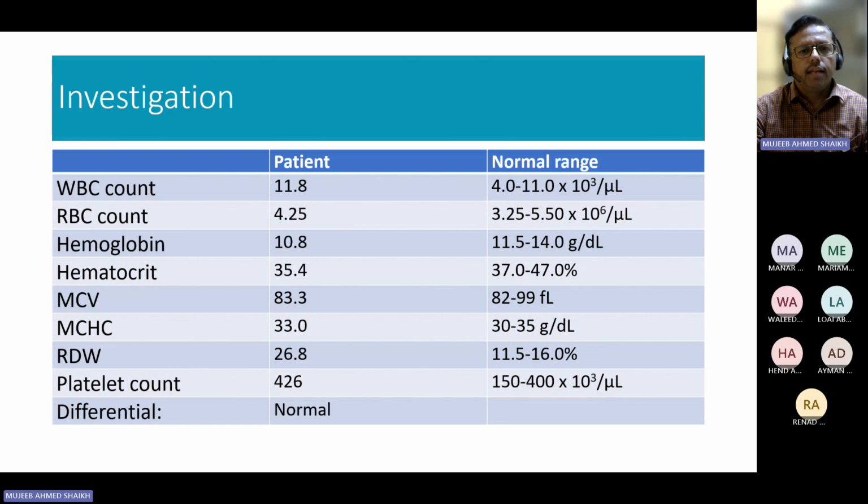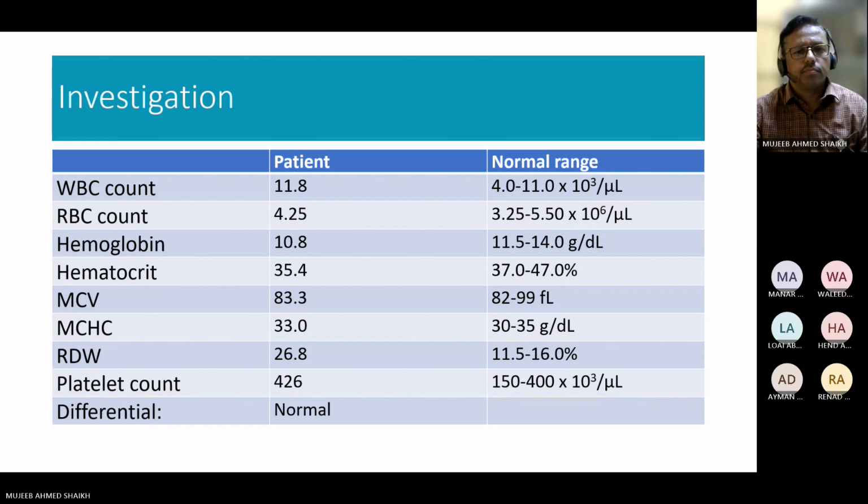You will see a slight increase in the WBC count. RBC count is okay, normal range. Hemoglobin is less. Hematocrit is also less. MCV is normal. Differential leukocyte count is normal.